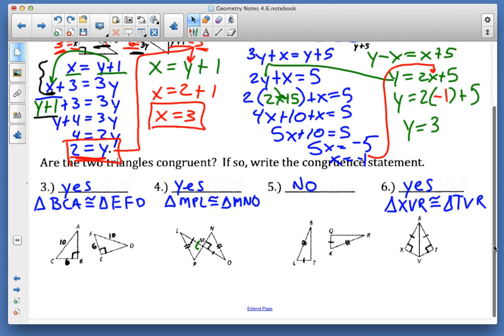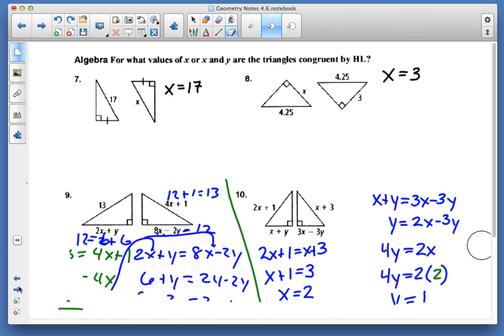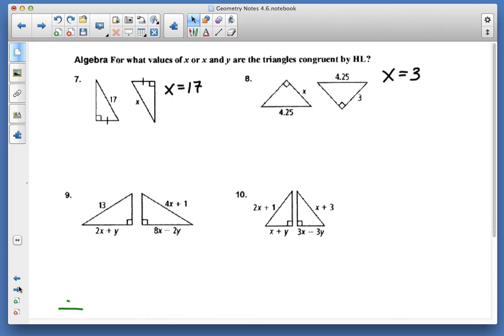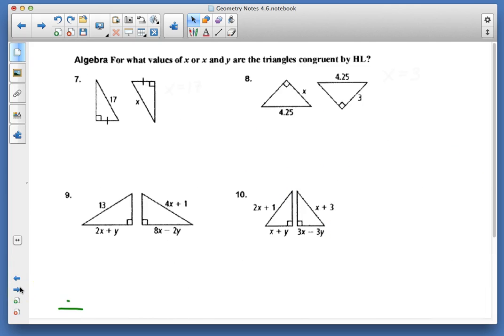Okay, so now let's start reviewing what we kind of went over. Okay, turn the page. Turn the page, do 7, do 8.